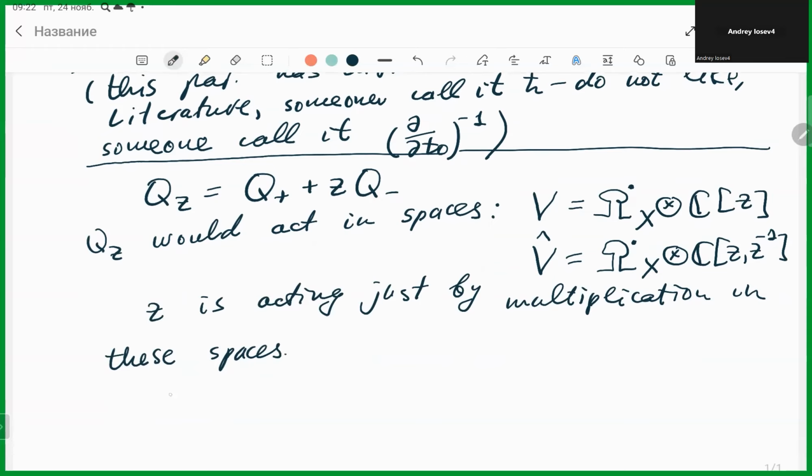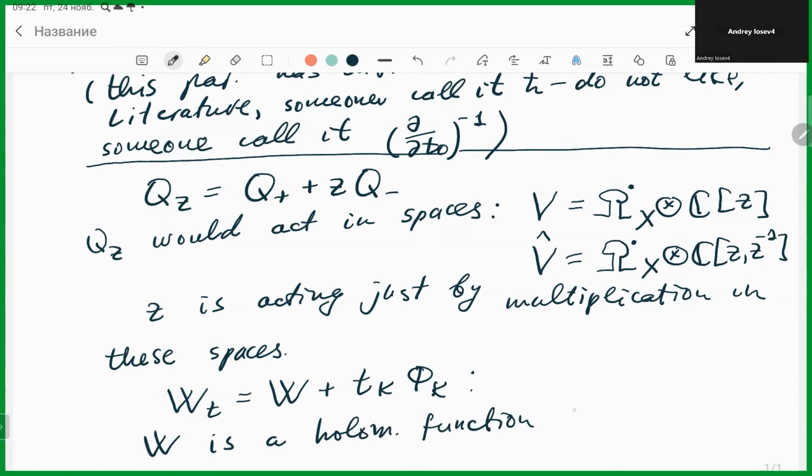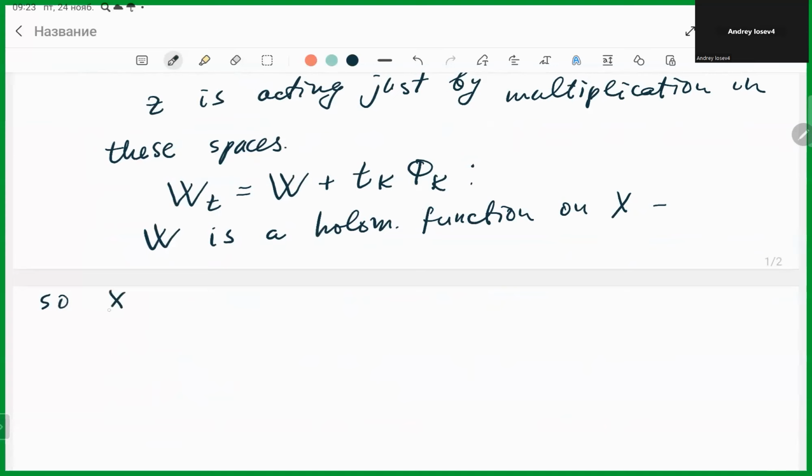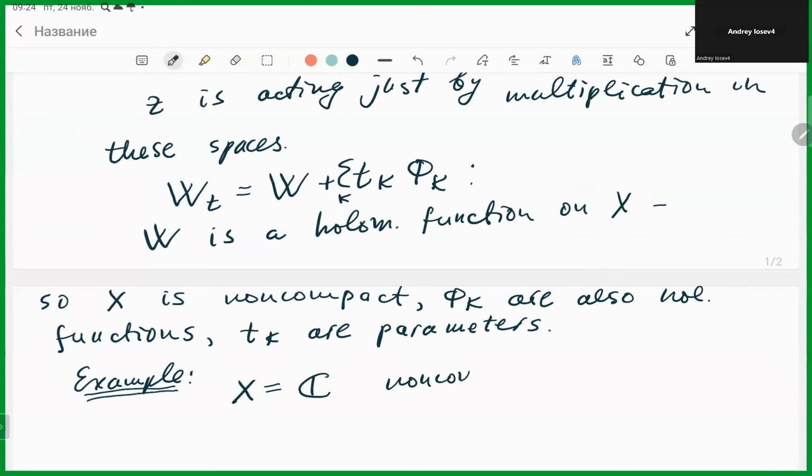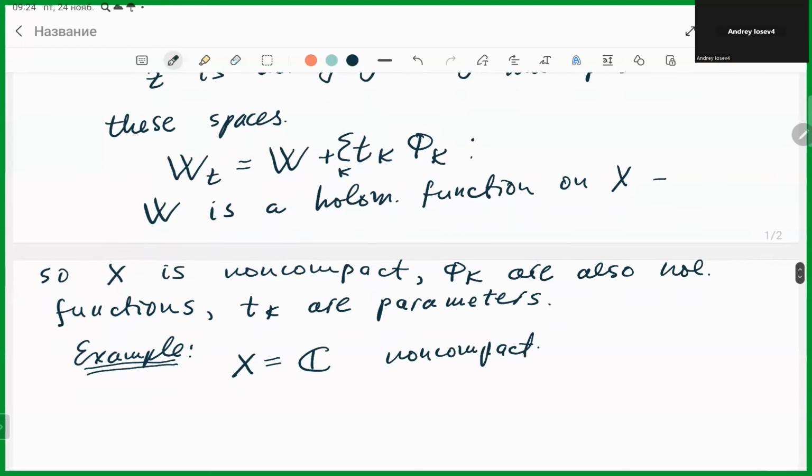I will also consider W_t, that would be W plus t_k phi_k. So W is a holomorphic function on X. X is non-compact. The phi_k's are also holomorphic functions, and the t_k are parameters.